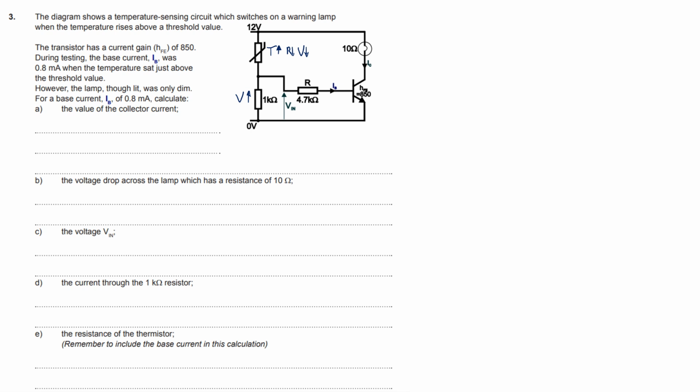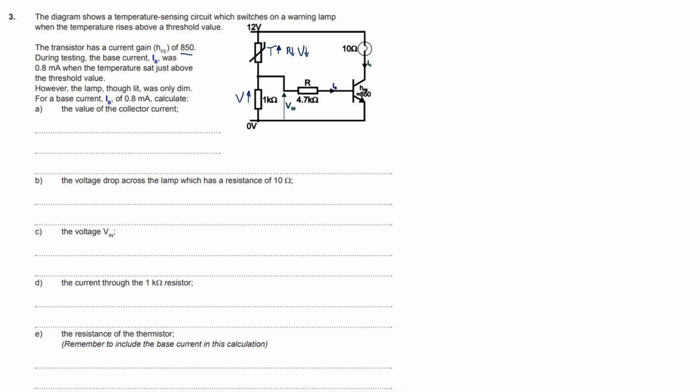Okay, so it's asking quite a few things here, but it's actually quite straightforward. So just using the same ideas. Okay, so let's have a read. The transistor has a current gain of 850. During testing, the base current was 0.8 milliamps. So we know the base current when the temperature was just above the threshold.